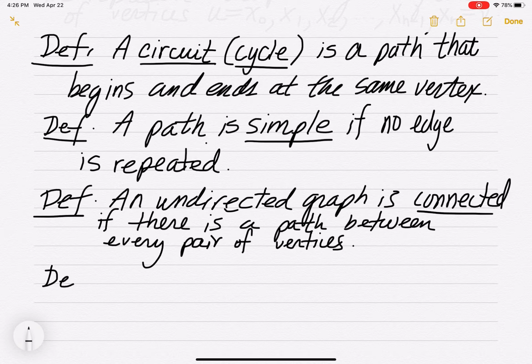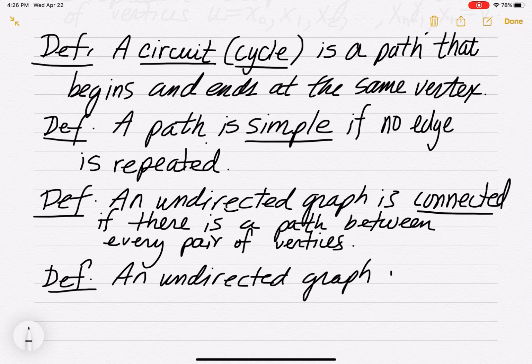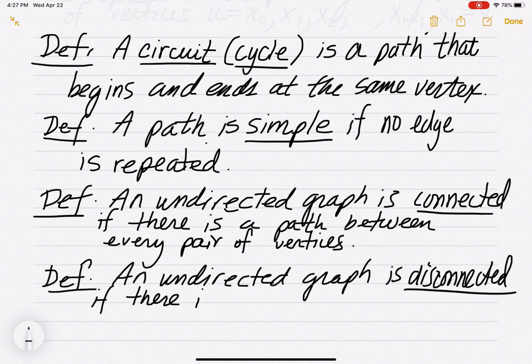And a graph is disconnected if there's not a path between every pair of vertices. So an undirected graph is disconnected if there is not a path between every pair of vertices.